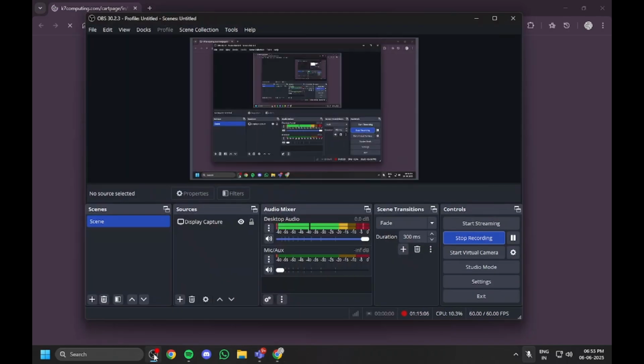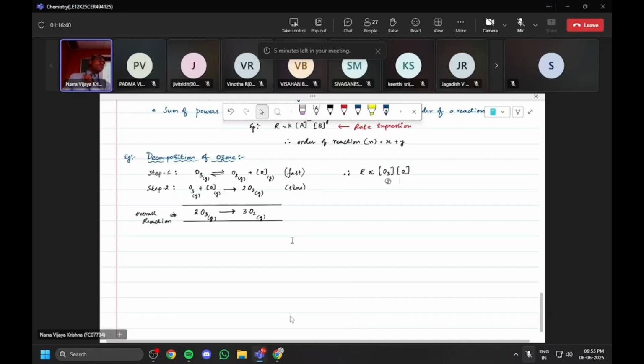Decomposition of ozone occurs in how many steps? 2 steps. Or overall reaction, and this is step 2. So it occurs in 2 steps. If any reaction occurs in a single step, then it is called an elementary reaction. So for step 1, what is the molecularity? 1. For step 2, molecularity 2.